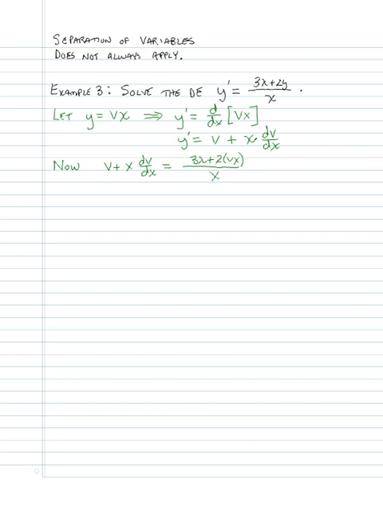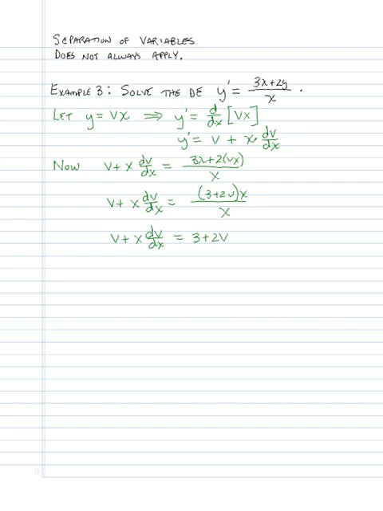Now, if we look at the right side, in the numerator, we have x in both terms. And so x becomes a common factor. So we'll take this down a step, rewrite the left side, and on the right side, let's factor out that common factor of x in the numerator. So we'll have 3 plus 2v, the quantity times x, divided by x. And of course, x over x is just 1. So our differential equation reduces, in this case, to v plus x times derivative of v with respect to x is equal to 3 plus 2v.